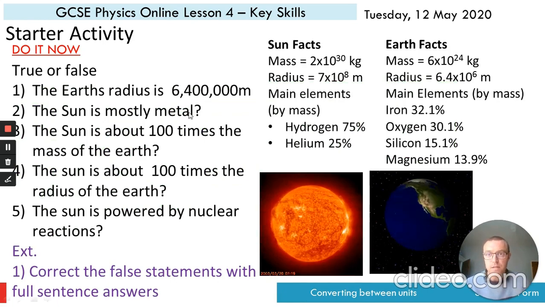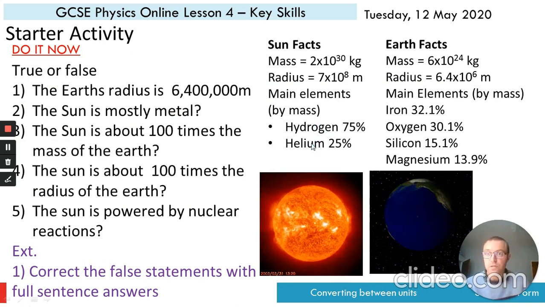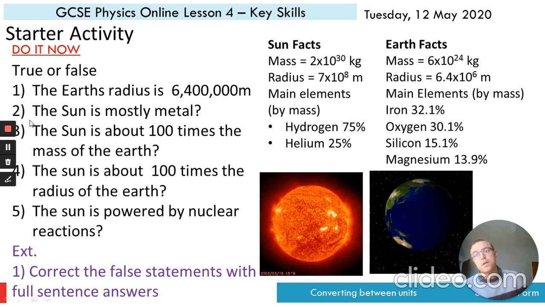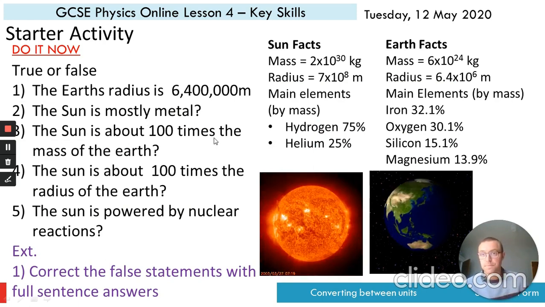The sun is mostly metal. Let's have a look at the main elements by mass, hydrogen and helium. That is false. Hydrogen and helium are non-metals. The sun, they're gases at this temperature.